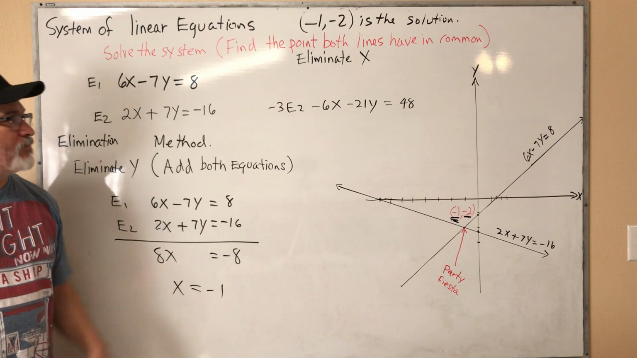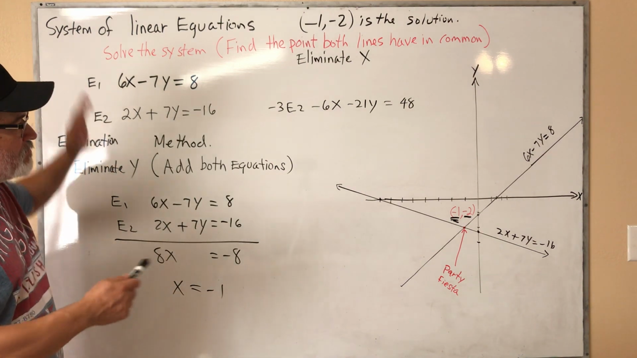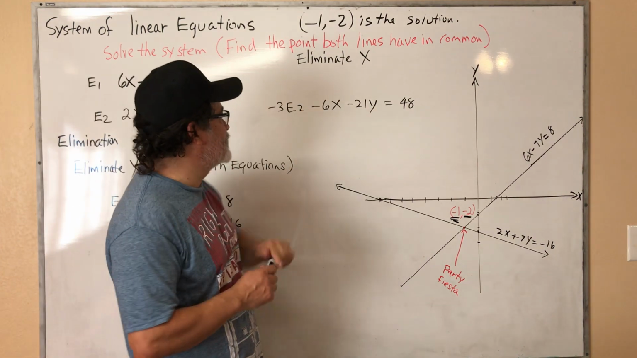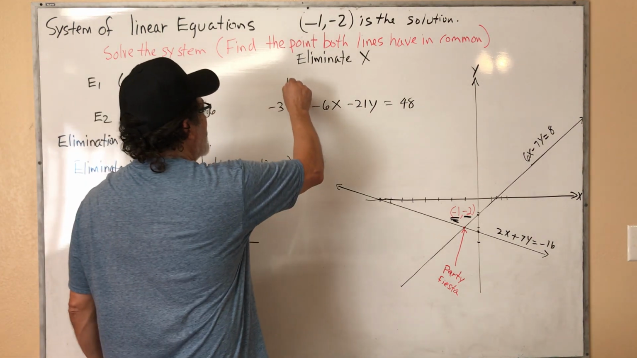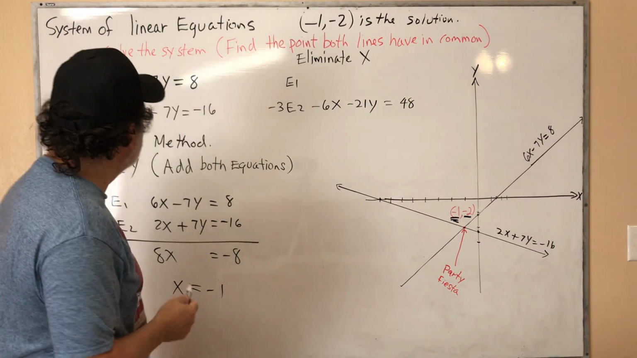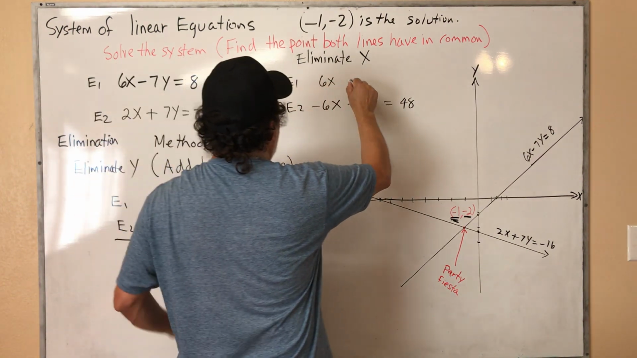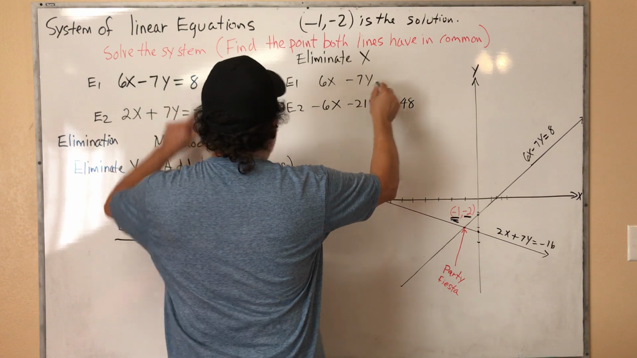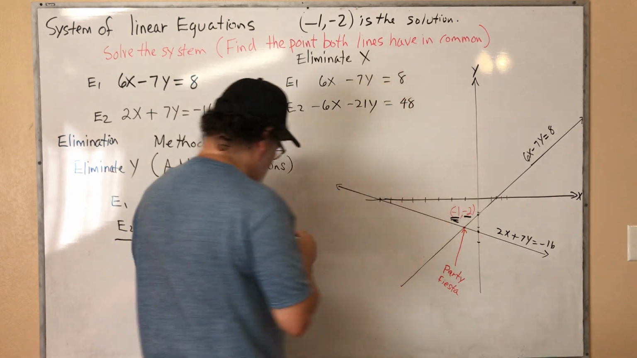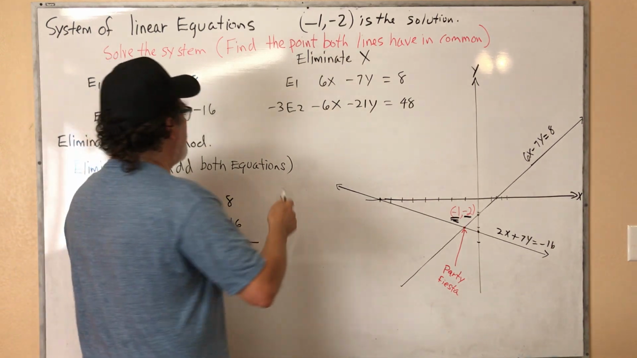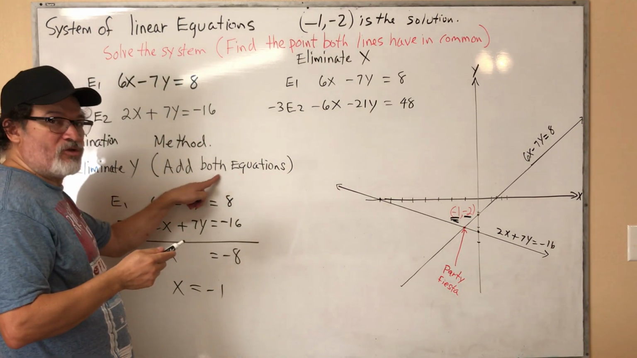Multiply all of them. Equation 1 stays the same because I want those two opposites, because that's what I want to eliminate. So equation 1 stays the same. That's 6x minus 7y equals 8. Remember, this is going to come in handy. Add them up, because that's what you do, add both equations.